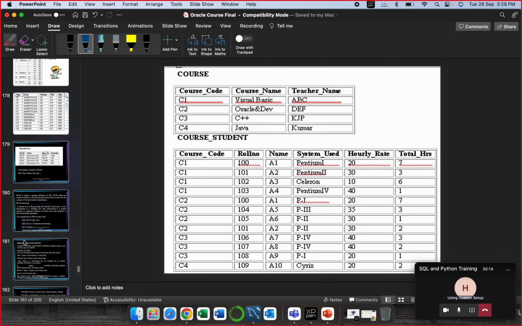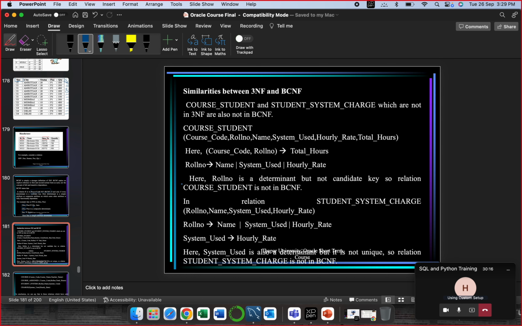What does it have to say? Let's go through it. It says that here course code and roll number determine total hours. Yes, on that basis we have created this table as well. Now roll number helps to determine the name, system used, and hourly rate. Yes, here roll number is the common determinant but not the candidate key. So the relation course code student is not in BCNF.